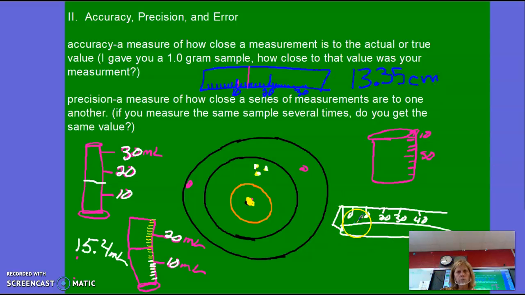And the same thing with balances. We use electronic balances, so we don't really have to think a whole lot about that. But if you were using the pan balances like you used in middle school, same thing. You can estimate one digit beyond that.